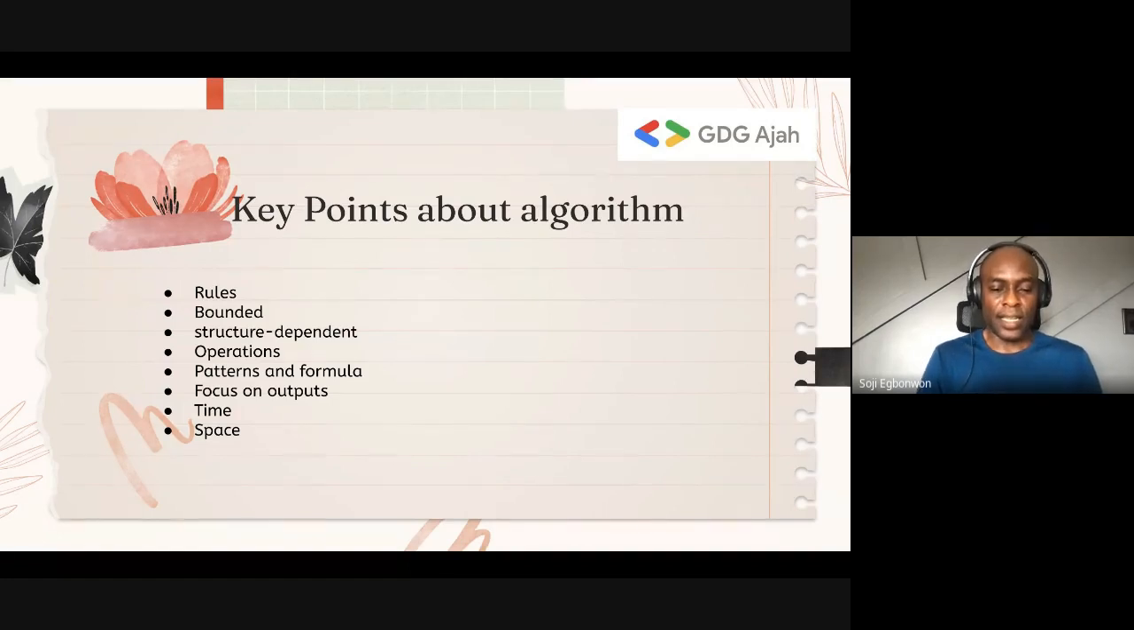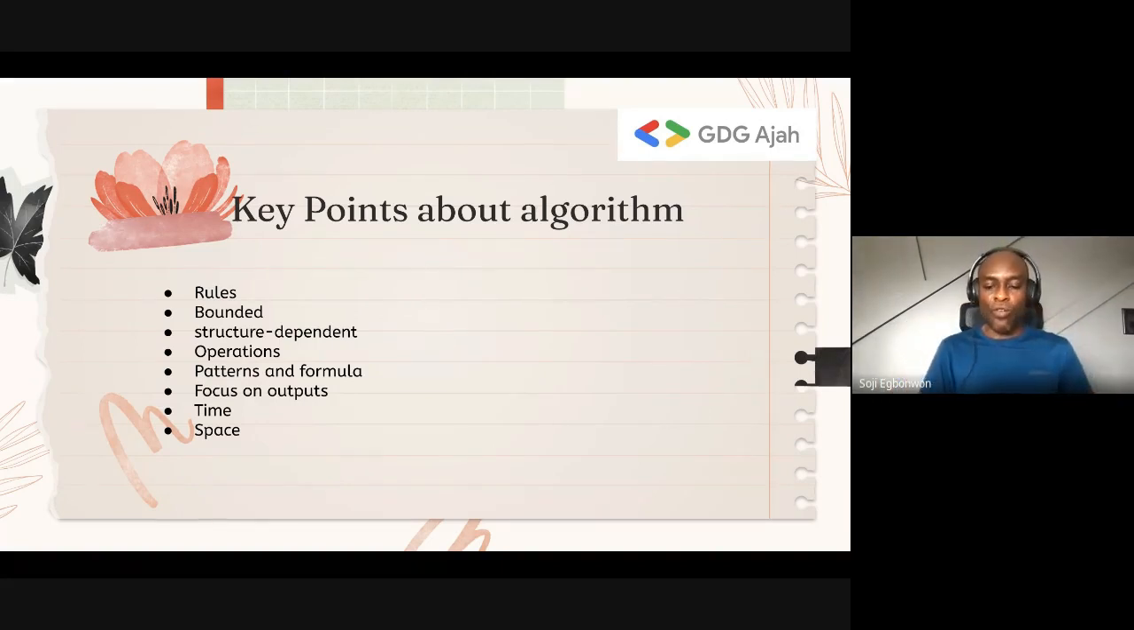Some people have said that a program is data structure plus algorithm. Data structure plus algorithm gives you a program. So, key points to know about algorithms. There are rules, in terms of a description of how a specific task is done or implemented. It describes what is to be done to arrive at a solution. It is bounded, in that it assumes a particular set of data will be given to it. So it works based on a data type or data structure. That is why I put structure dependent.